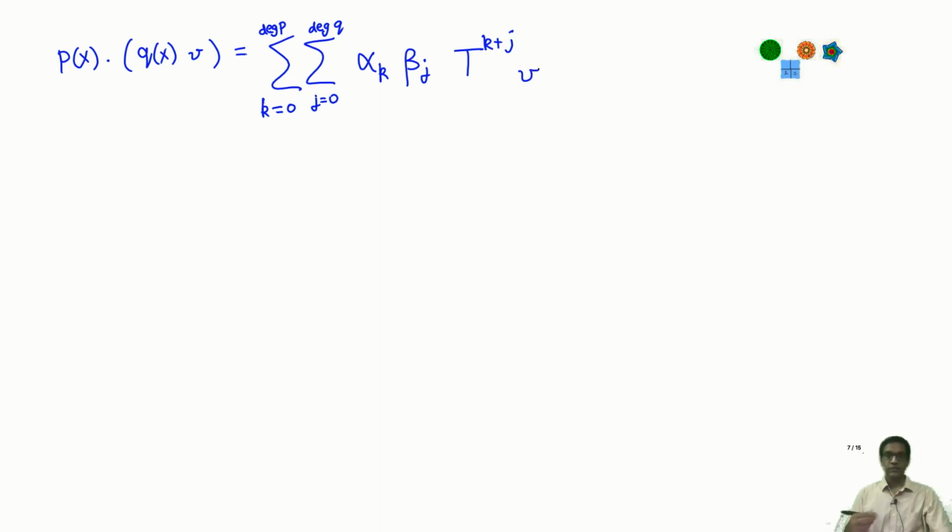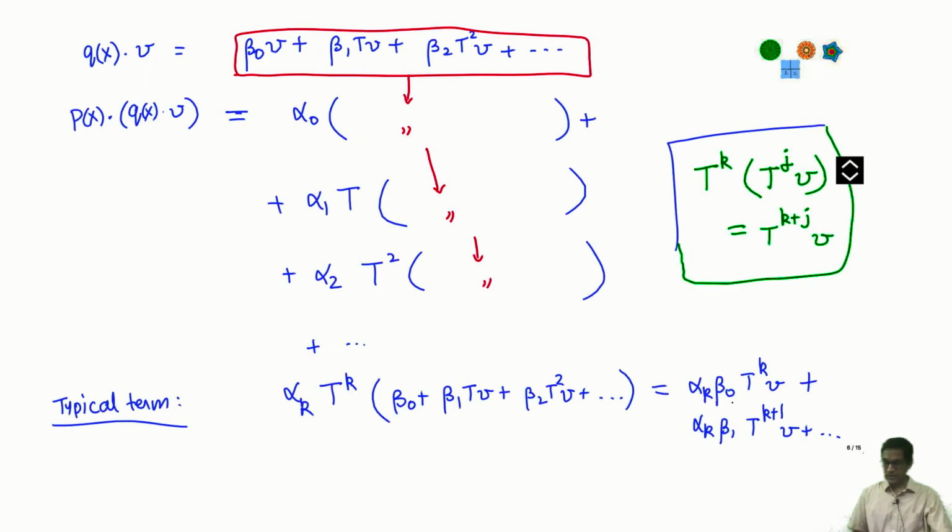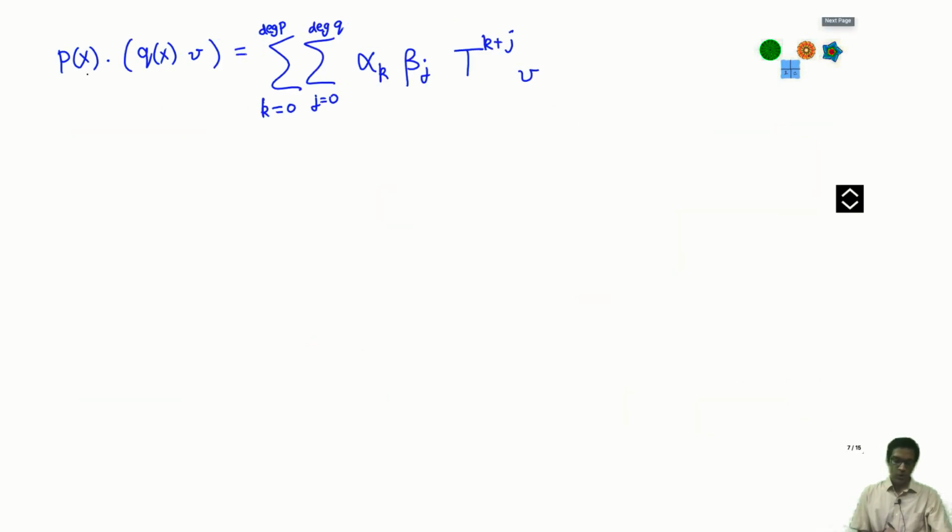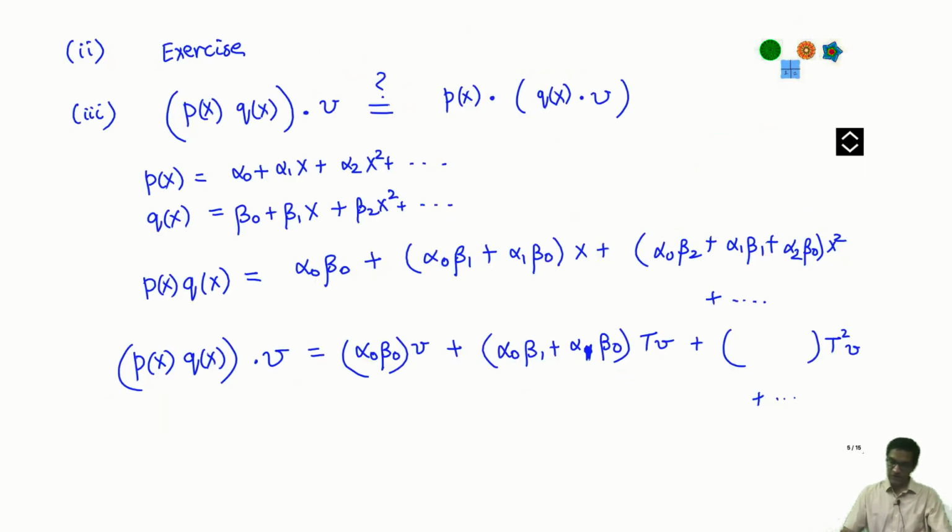Okay, so I've just shown you the typical term, the kth term, and what it looks like. But then to do the entire sum, I need to also allow k to vary from 0, 1, 2, 3 and so on. So I'm just doing the whole thing in one go. So that's my answer. Okay, but observe, that's exactly what we got when we took the product of p and q. So observe, what is this answer here, p(T) q(T) on v? The typical term here is exactly alpha k beta j, and the power of t in front is k plus j.